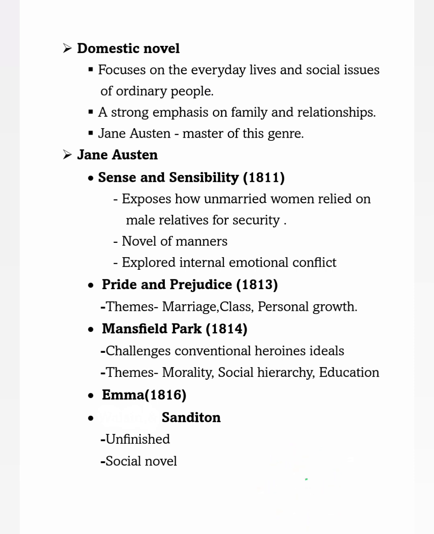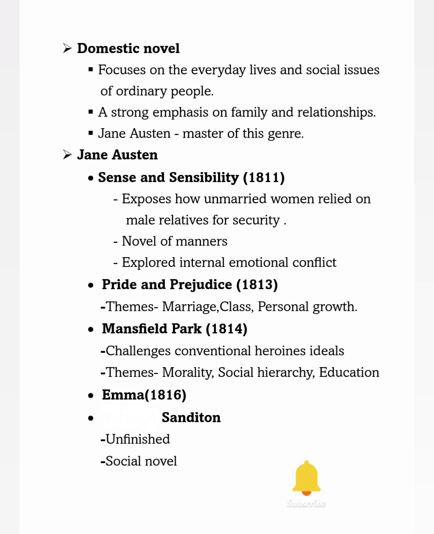Marriage, class, and personal growth are major themes of Pride and Prejudice, with its witty dialogue and feminist undertones. This novel is considered one of literature's most beloved romances. Austen's Mansfield Park challenges conventional heroines' ideals, focusing on virtue over beauty. Morality, social hierarchy, and education are major themes. Then the next famous novel, Emma, showcases Austen's skill in complex character introspection.